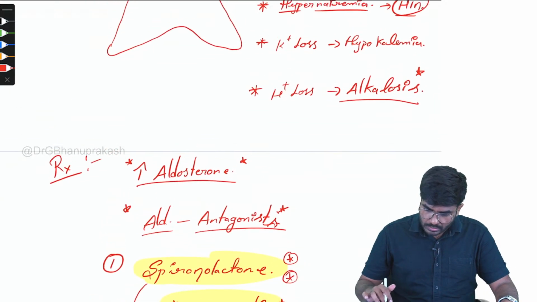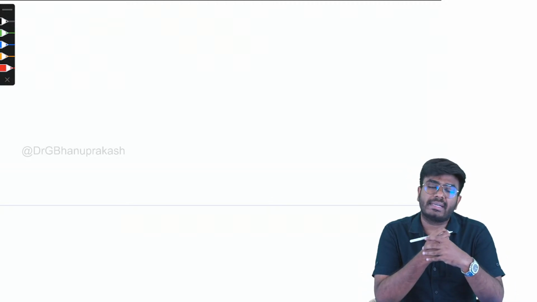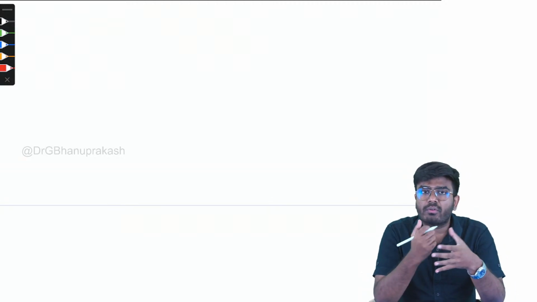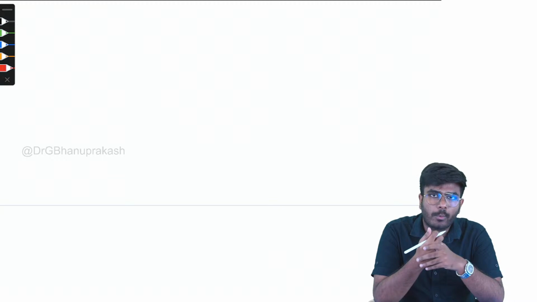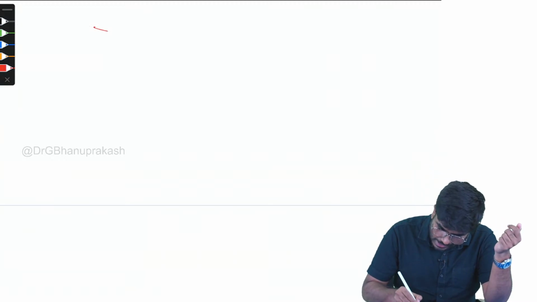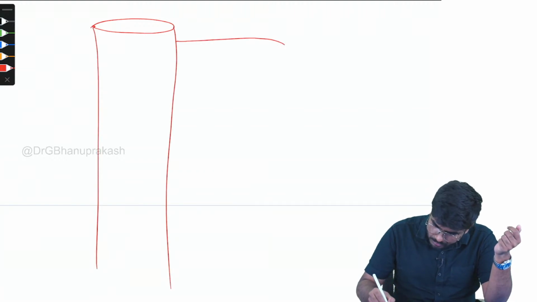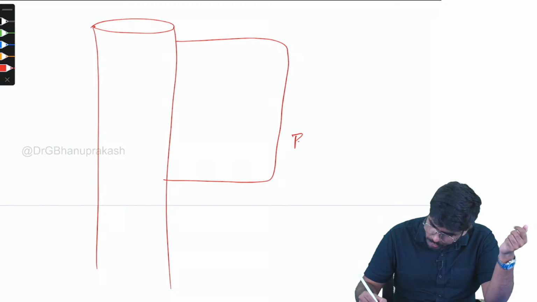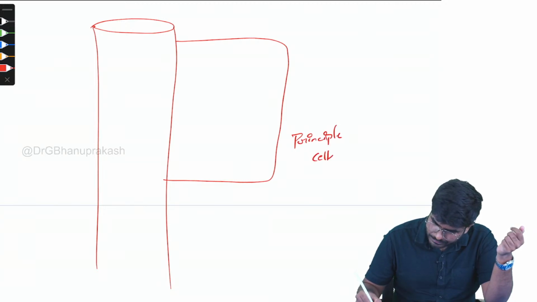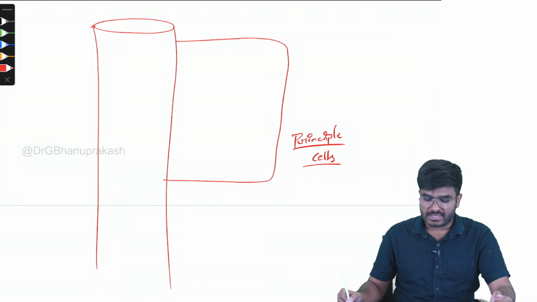Now let me discuss one more important disease, based on the concepts we have studied. If you know the name of the disease, put it in the comment box. Again, I am showing you the collecting duct. The first cell I am showing you is the principal cell.